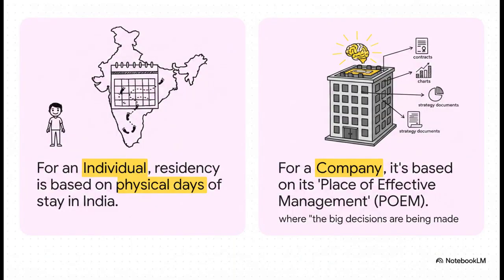And this right here really shows you the logic behind the law. It's all about substance over form. For a person, it's about physical presence, literally, boots on the ground. But for a company, it's about its place of effective management, or POEM. In other words, where are the real decisions being made? Where's the company's brain? That's what decides a company's residency, not just some mailing address on a registration form.